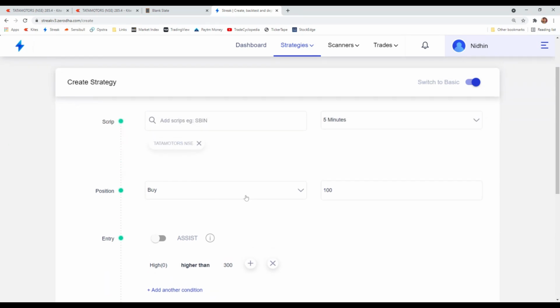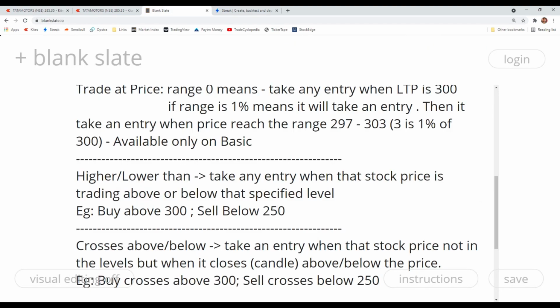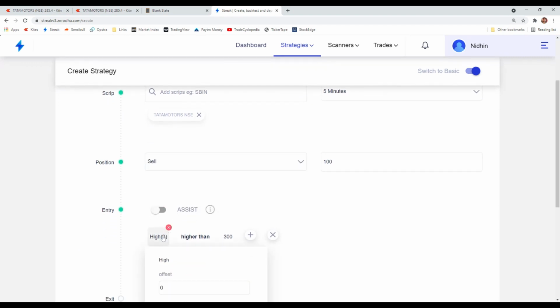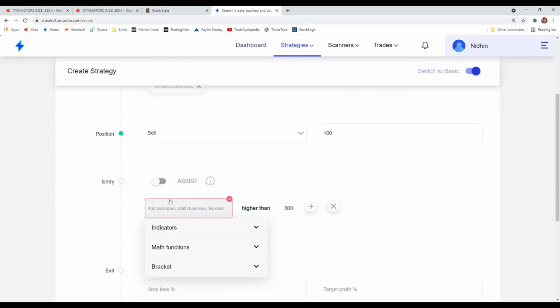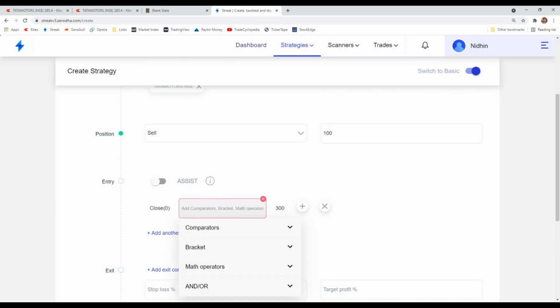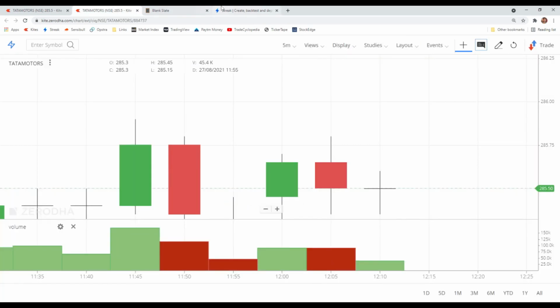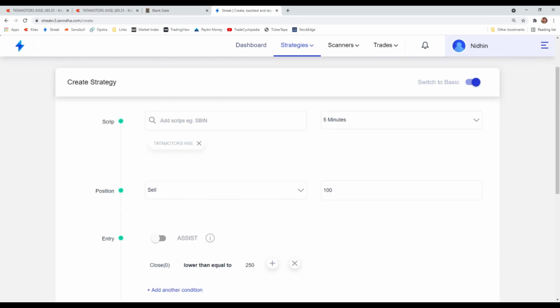And if I have a different conviction, for example, if I short and the second condition is that I will sell below the 250 level, then I need to toggle that to sell. So now I select close, then lower than or equal to, and change this to 250. This simply means whenever a 5 minute candle closes at 250 or below 250, an entry signal, a sell order of 100 quantities, will be sent to the live market.